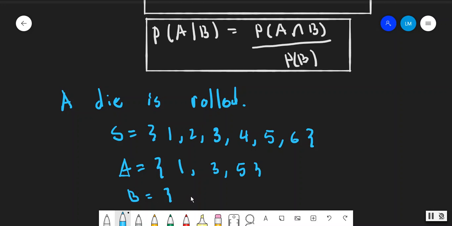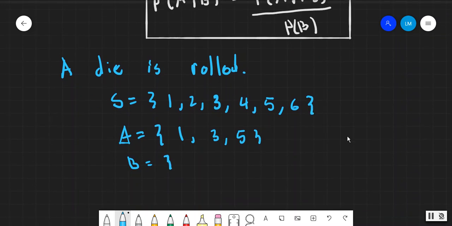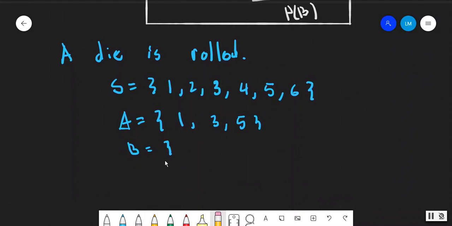If a 3 is rolled, then we don't really need to consider anything else. So let's just leave it at that.